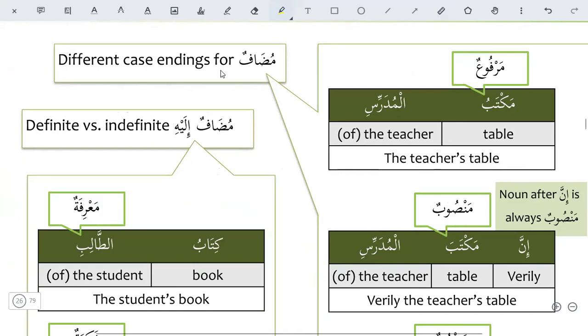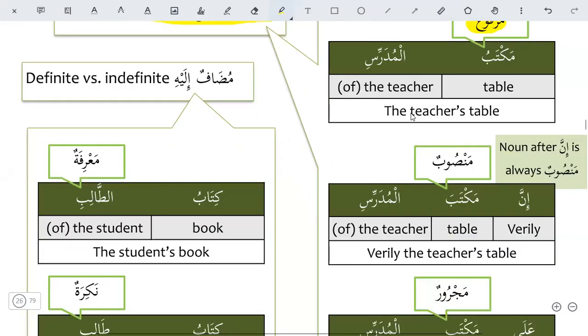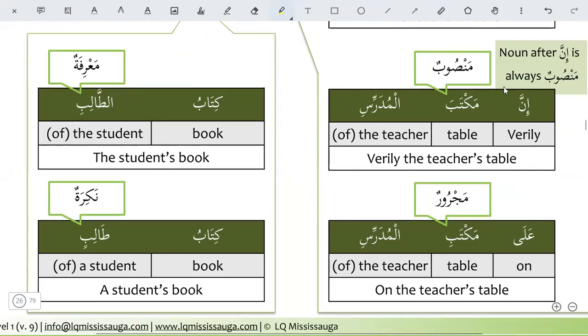Different case endings of mudaf. So here you learn the different case endings of mudaf. This is the first case, marfu, nominative case. In a nominative case, there is dhamma. Maktabu, maktabul mudarrisi.